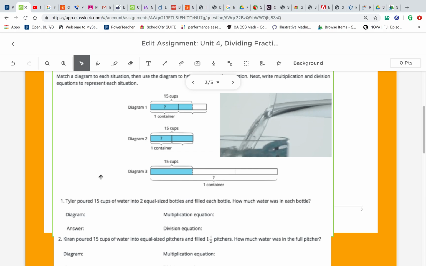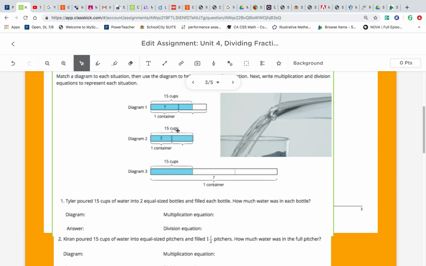So for number 1, Tyler poured 15 cups of water into 2 equal-sized bottles and filled each bottle. How much water was in each bottle? Okay, let's look at what our options are. So 15 cups of water, well, all of them mentioned 15 cups of water, into 2 equal-sized bottles, and they filled them up. So which one here would involve 2 equal-sized bottles that were completely filled up? Here, this one here, you might think it could be that way, but if you look here, they draw a solid line in between these 2 parts. So these are the 2 equal parts, and you can see this part here, they have a dashed line right here, which shows you it's only halfway filled up. So that's not going to be the right diagram.